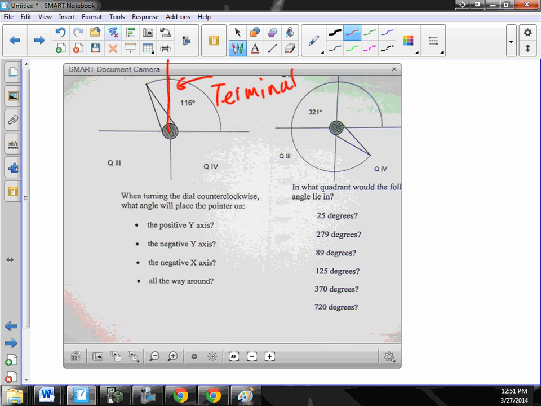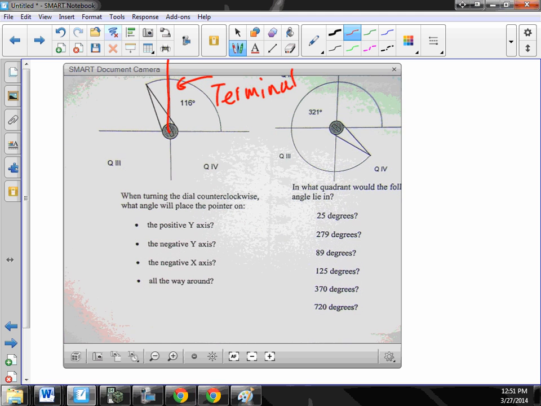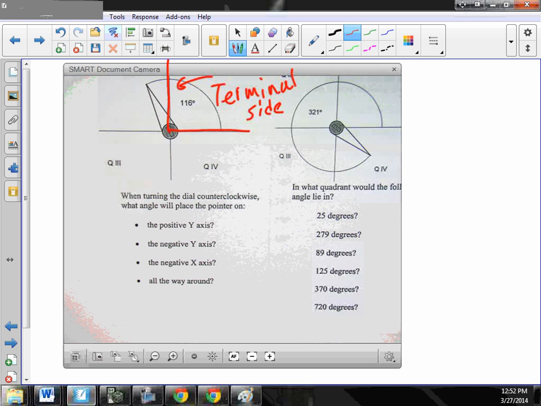Anyone ever ridden public transportation, buses, trains, streetcars? The bus stop is also called a bus terminal because it's where the bus stops. A train station is also called a train terminal because that's where the train stops. So terminal, so you have two sides to every angle. You have the standard position, and then you have the terminal side. The terminal side means where the angle stopped. It always begins in standard position, but wherever that line ends is called the terminal side.